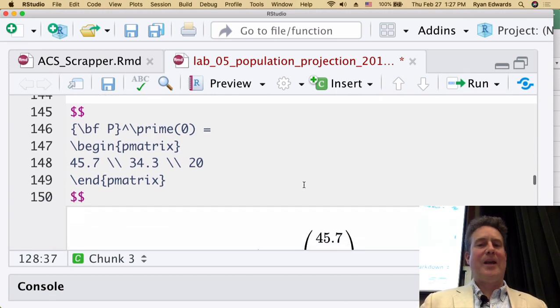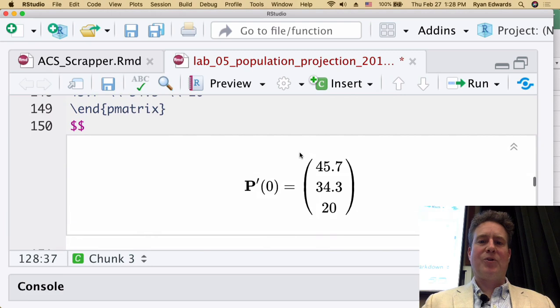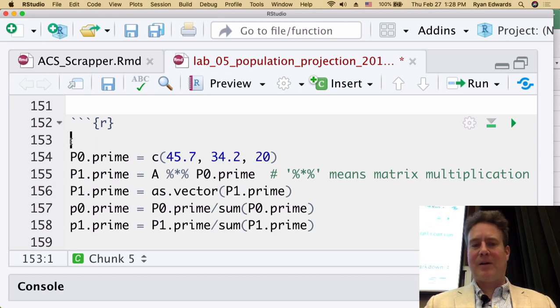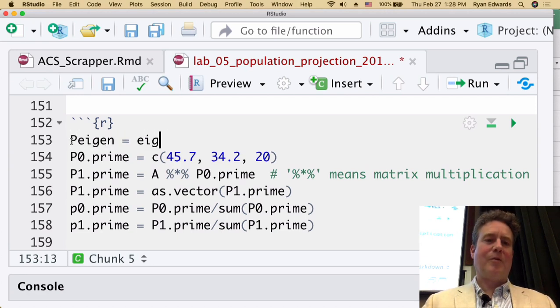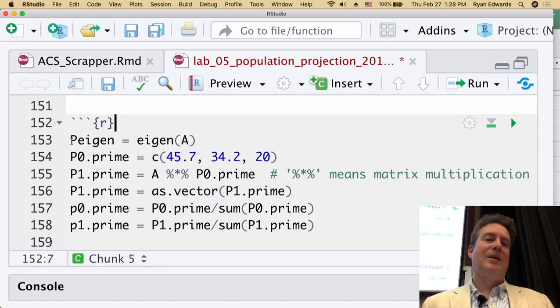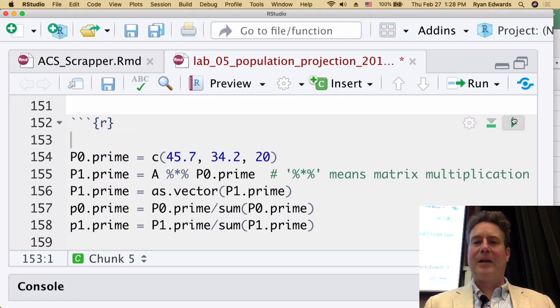Let's try. Within here, this is our symbolic math, and what we're trying is this particular population vector. But the other thing to try would be something like, what should we call it, p-eigen, I think. It's the eigenfunction of this matrix. So that's one thing you could do and look to see how this compares with all that.